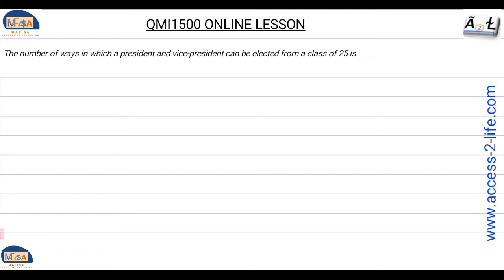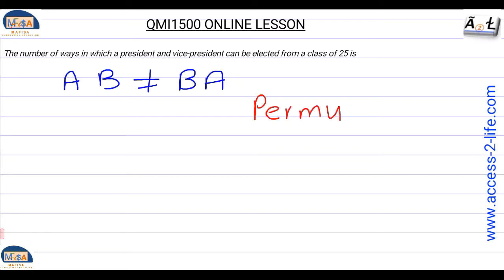If you think about it, if we have 25 people, let's say they are represented by the letters of the alphabet, A to Y, for example. If we elected A as president and B as vice president, this is not the same as if we selected B as president and A as vice president, because being a president is not equivalent to being a vice president. In another scenario, it's two different selections. So in this instance, order matters, and if order matters, then we are dealing with a permutation. It's called a permutation because order matters.